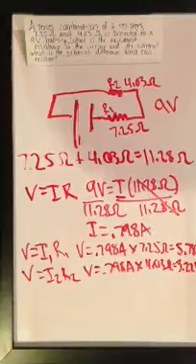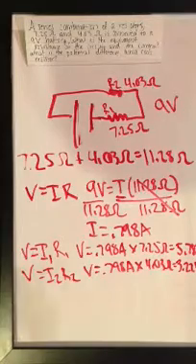That is the potential difference or voltage, the current, and the equivalent resistance of a series combination.